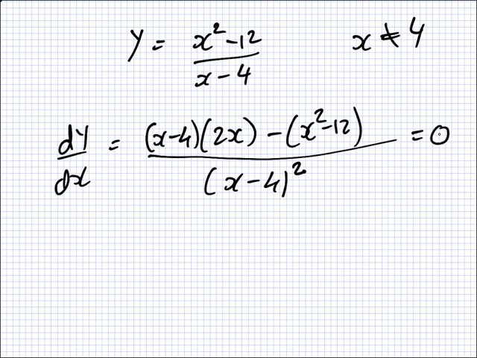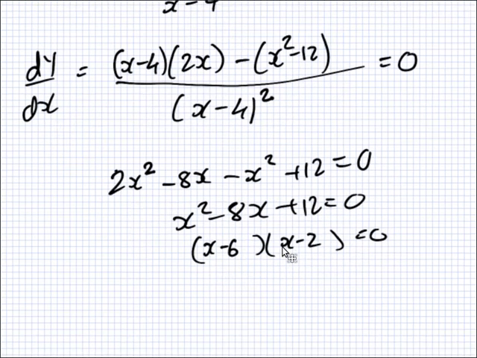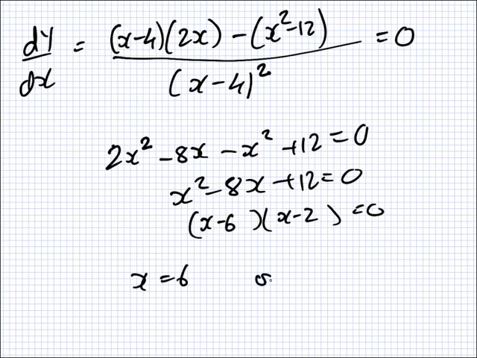Now, the only way a fraction can equal 0 is if the top equals 0. So we have 2x squared minus 8x minus x squared plus 12 has to equal 0. So that means x squared minus 8x plus 12 has to equal 0. So that means x, what have we got? 6 and 2? Yes, minus 6, minus 2. So x equals 6 or x equals 2.